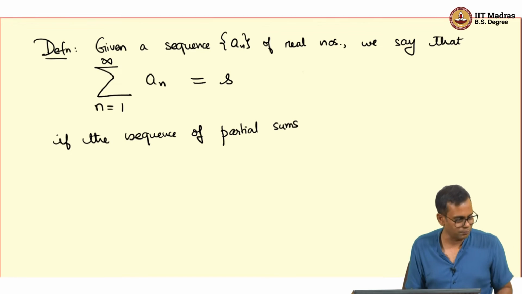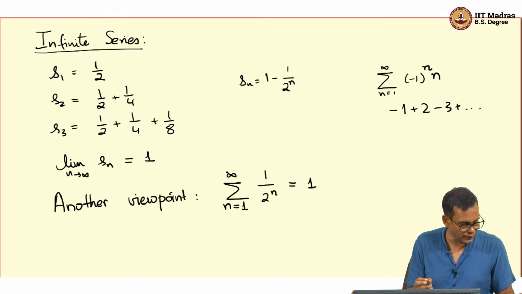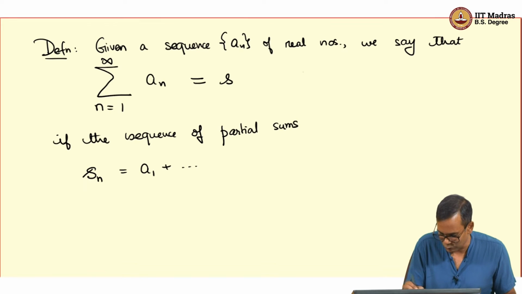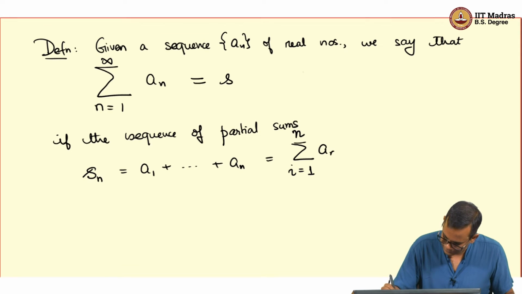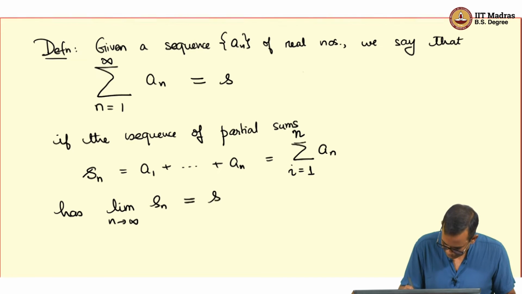What is the sequence of partial sums? Well, remember here we started with the sequence of partial sums, but the terms of the series. So S3 is the sum of the first 3 terms of the series. So in general, the sequence of partial sums Sn is going to be A1 plus up to an, the sum of the first n terms of the series. So I could write it as the sum from i goes from 1 to n of ai, has limit as n tends to infinity of Sn equal to S.